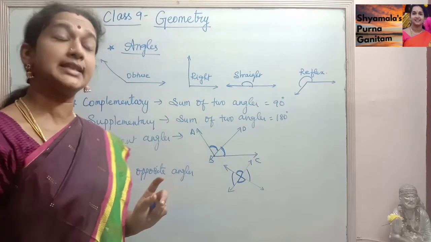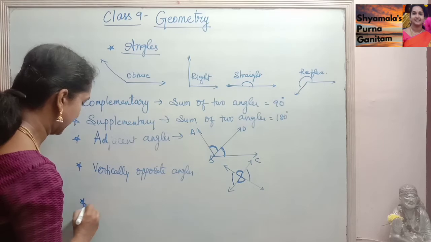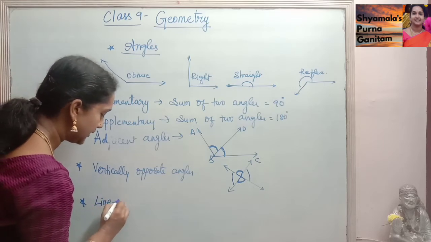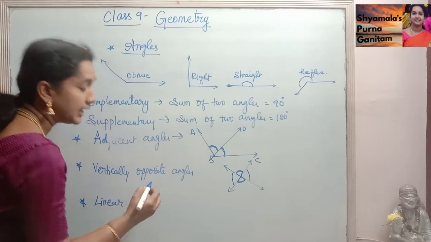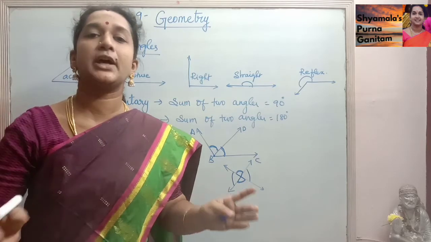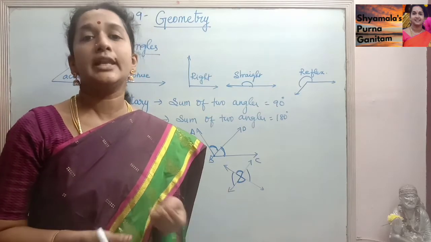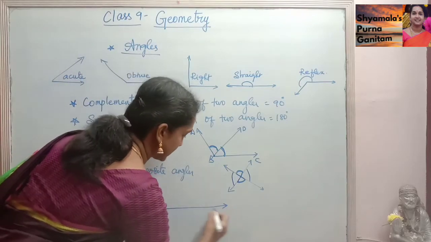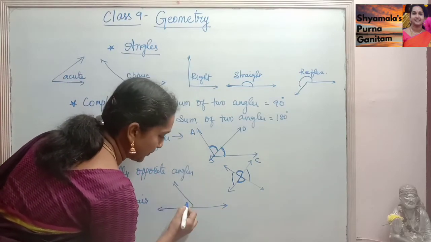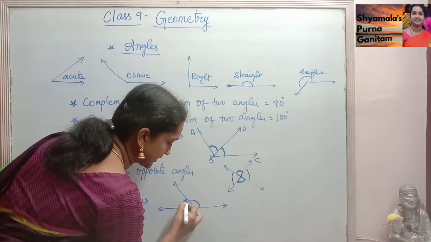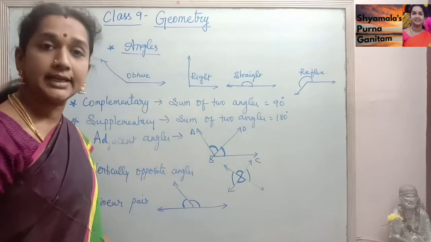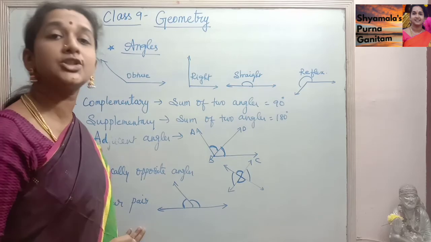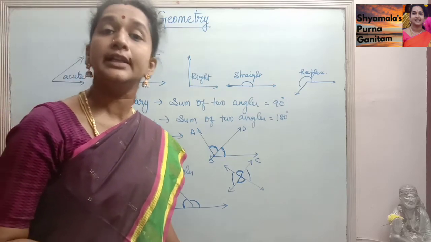Next comes the linear pair. When we take two angles, if the sum of the angles is 180 degrees, we say it is a linear pair. That is, if we take a straight line, the sum of these two angles will be equal to 180 degrees. Those types of angles are called a linear pair.